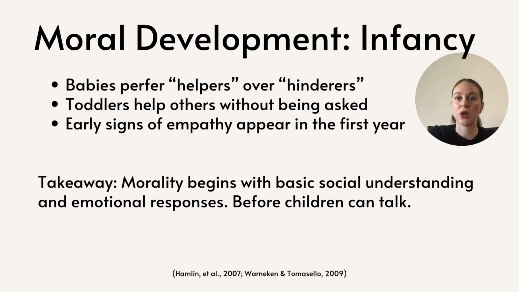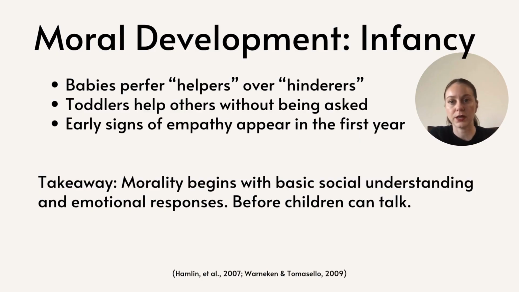The first point I want to talk about is how babies perceive social interaction. A landmark study by Hamlin in 2007 found that pre-verbal infants have a distinct preference for what we may consider helpers. To set the stage, in these experiments, babies watched a puppet show where one character tried to climb a hill. A helper puppet pushed them up while a hinderer puppet pushed them down. When given the choice afterwards, the majority of the babies reached for the helper.